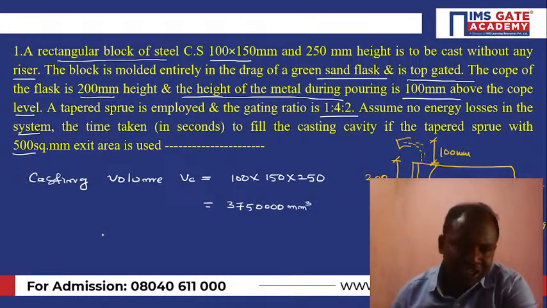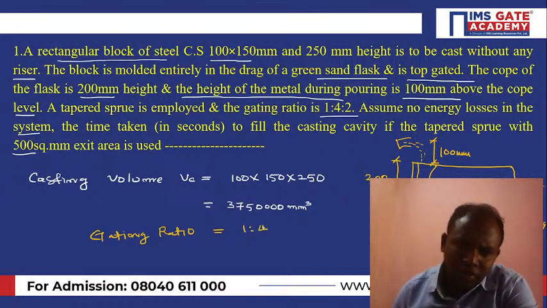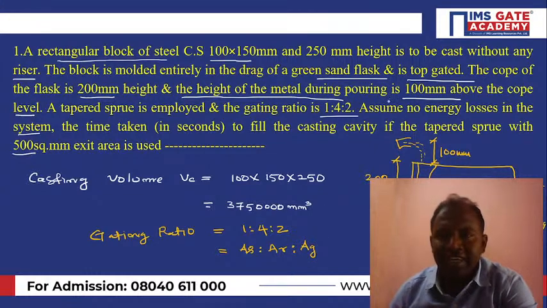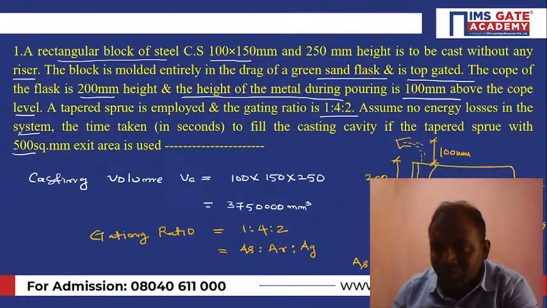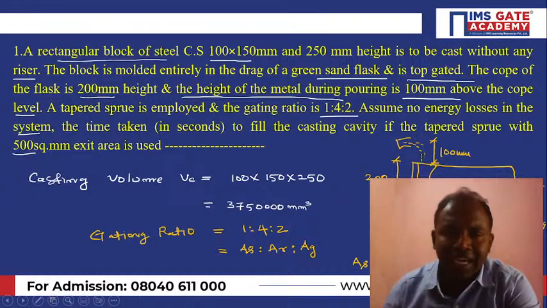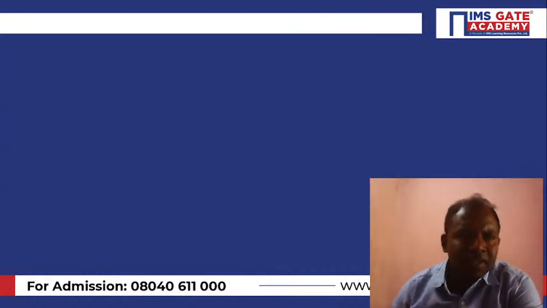Now, no energy losses, and the gating ratio is given. The gating ratio is 1 is to 4 is to 2, such that it is the sprue cross section area, the runner area, and the gate area. This is the given data. The sprue cross section area is given, that is 500 mm square. Now for that, we have to calculate how much time this cavity will take to fill with molten metal. So this is what you have to calculate. Let us calculate the filling time.